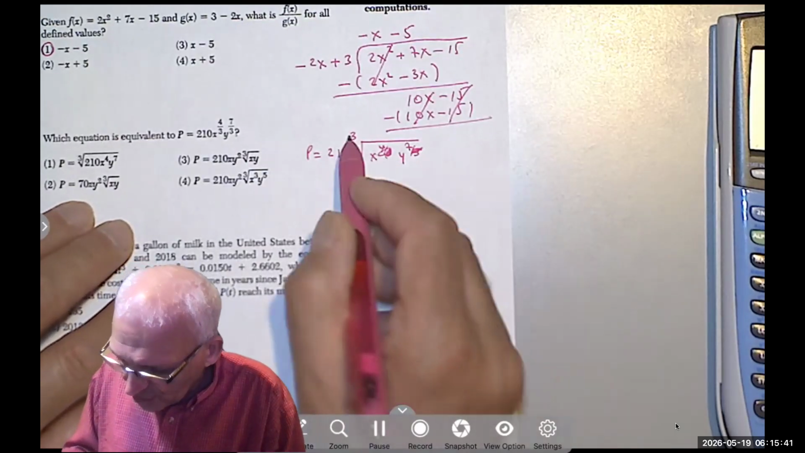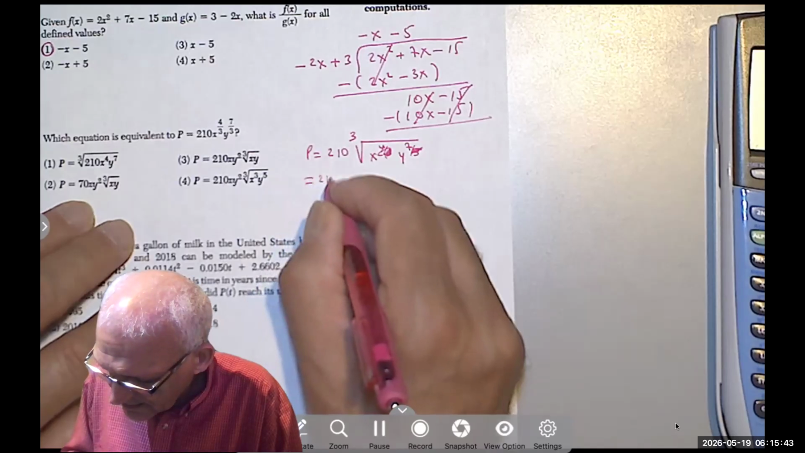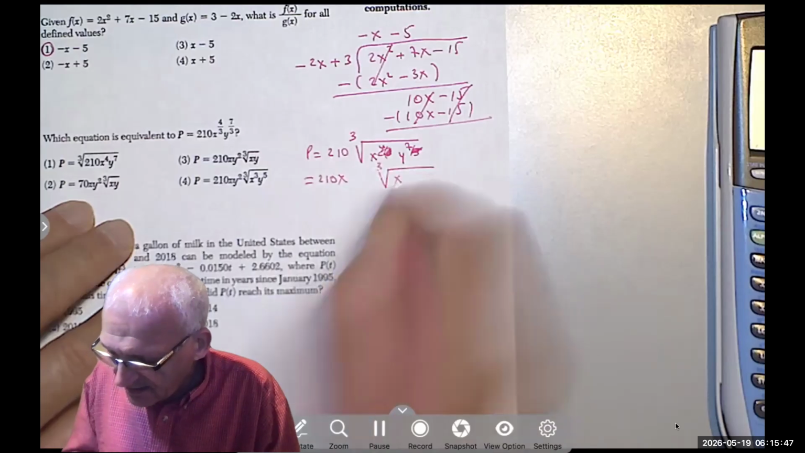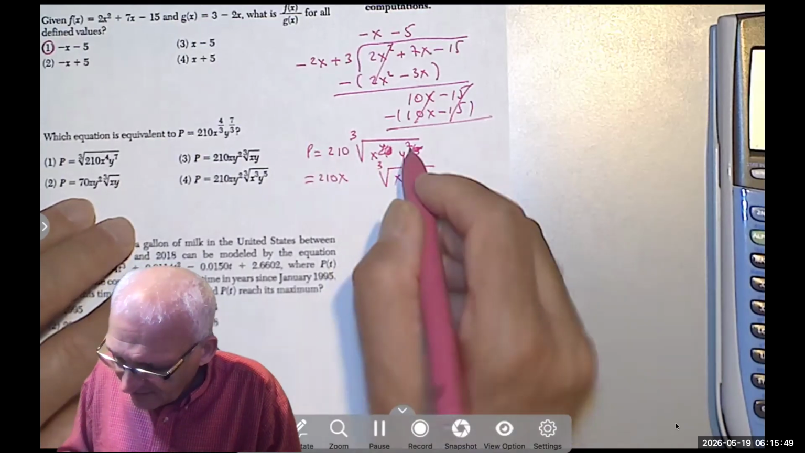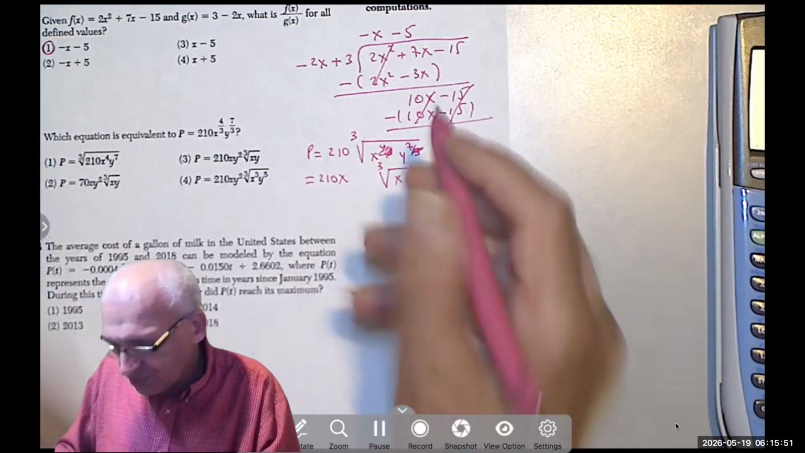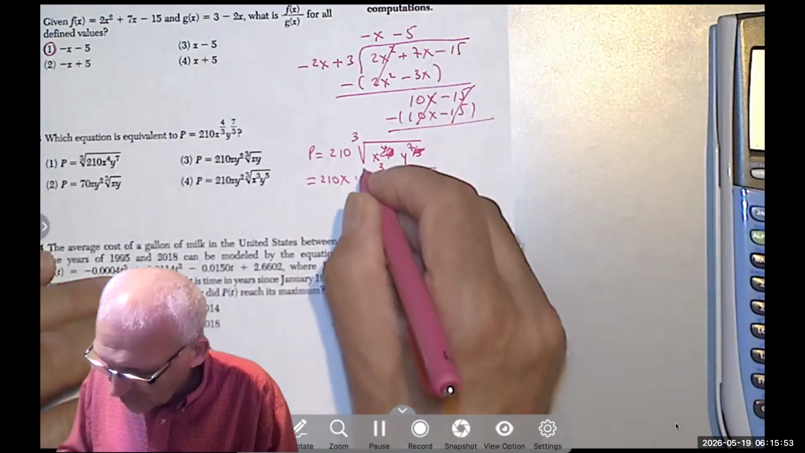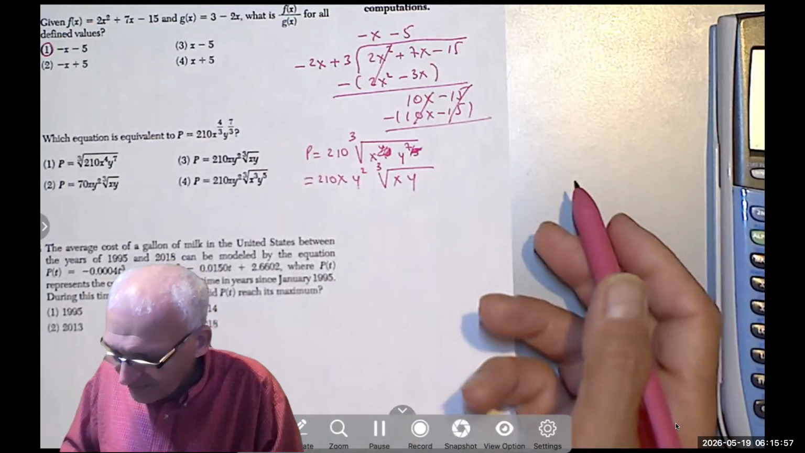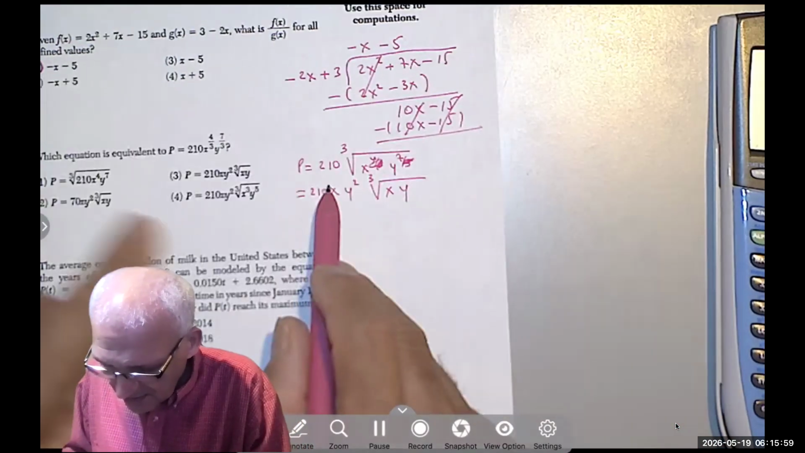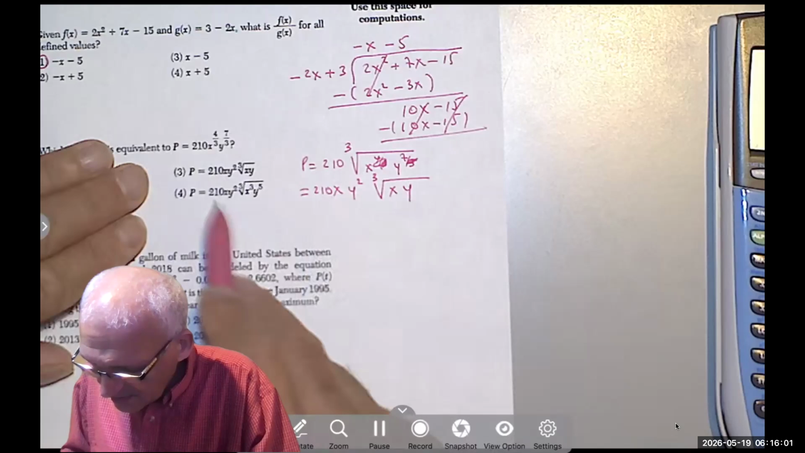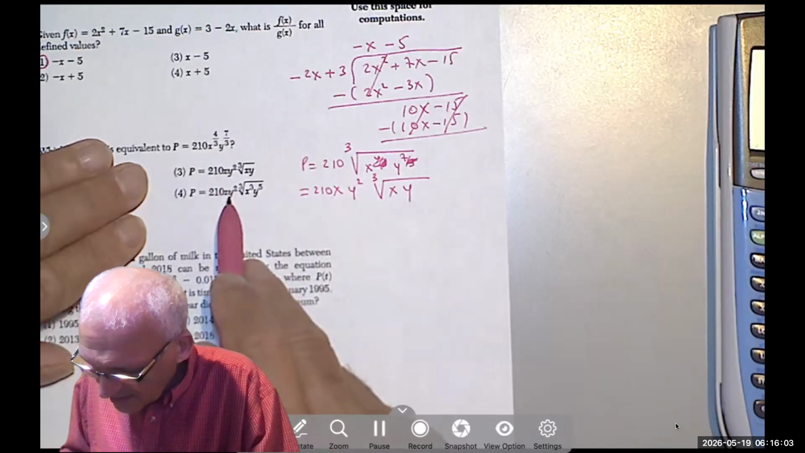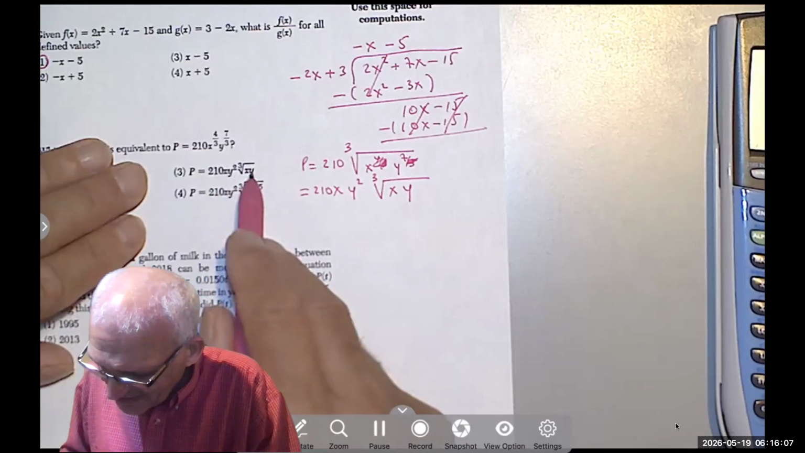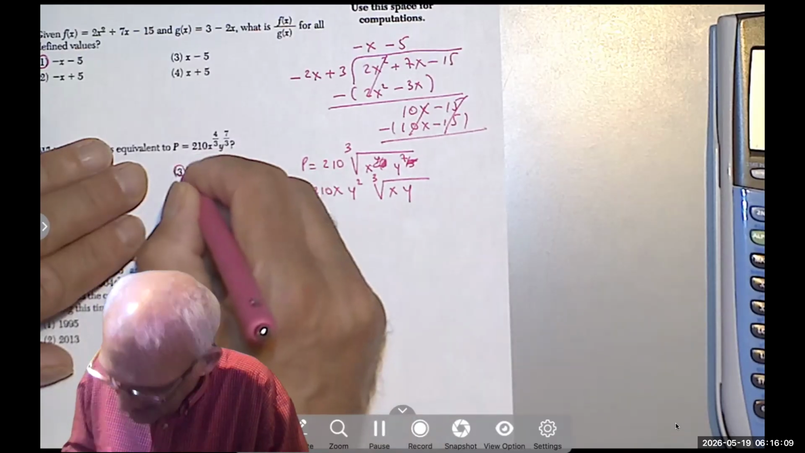So x cubed will go out as x, and it leaves x inside. 7 divided by 3 is 2. 2 times 3 is 6, so you get y squared, and that leaves y inside. So that would be the simplification. 210. These don't have 210. x y squared. What is that? I don't know what they want.